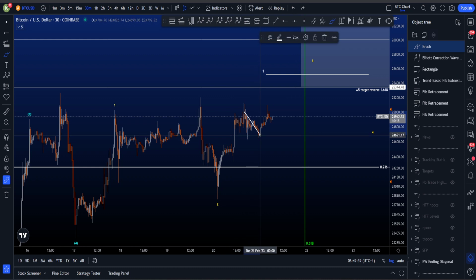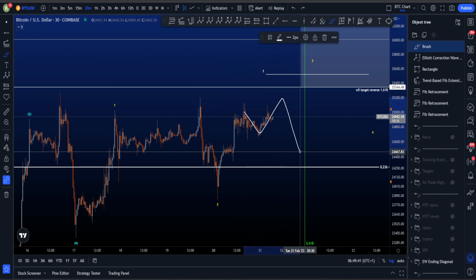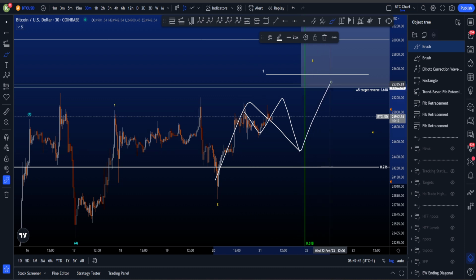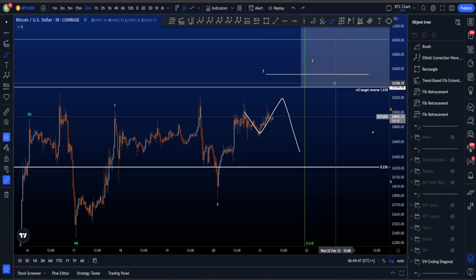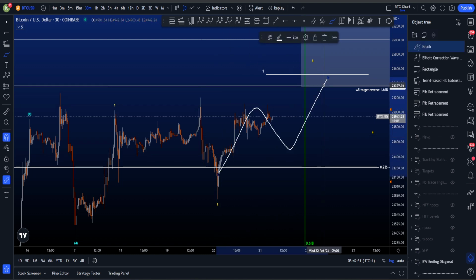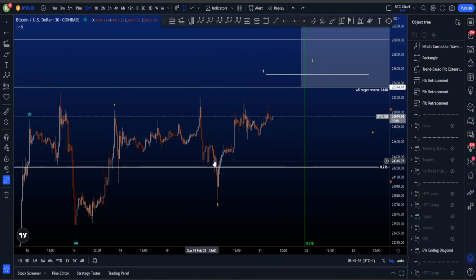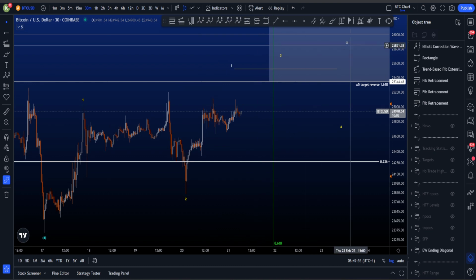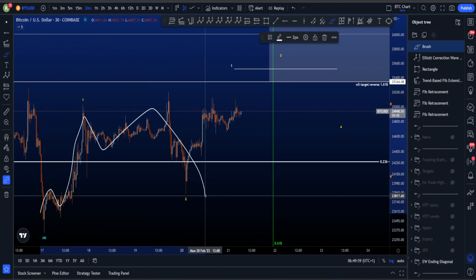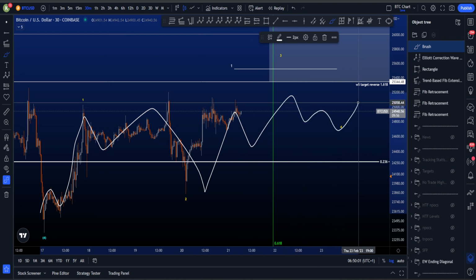Then this could be a one, like an ABC type of move maybe. So that's a 3. So then we have a 5, 3, and then we could potentially get another 5 to finish the 3. And then we have another 3-wave zigzag, because in an ending diagonal, in this case, all the moves are zigzags. So we have an ABC, ABC, ABC, and that's how it continues.